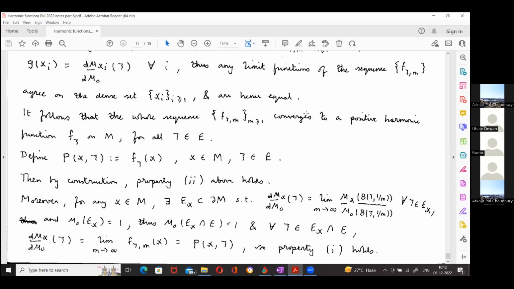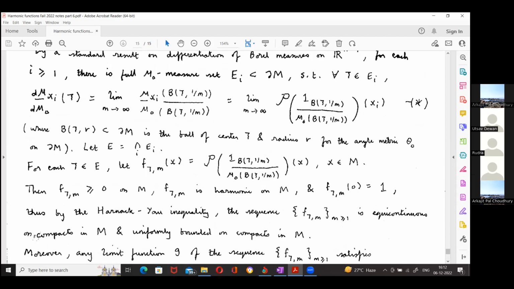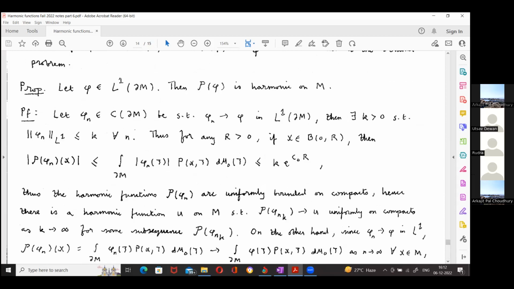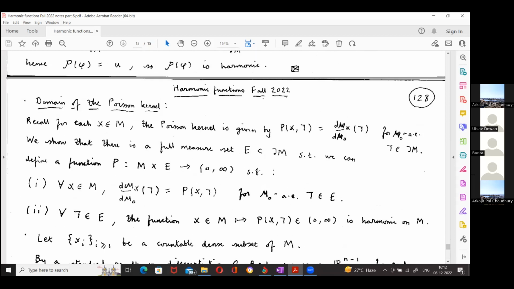That's it. So this was just a little bit of work to show that for the Poisson kernel, the domain is actually a product set, M cross E, where E has full measure. Otherwise, for each x, you would get a different full measure set, E sub x, and so on. It would not be a product space, right?